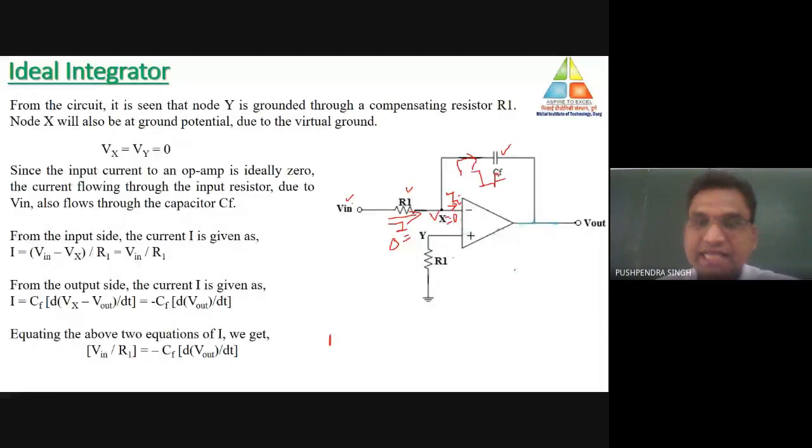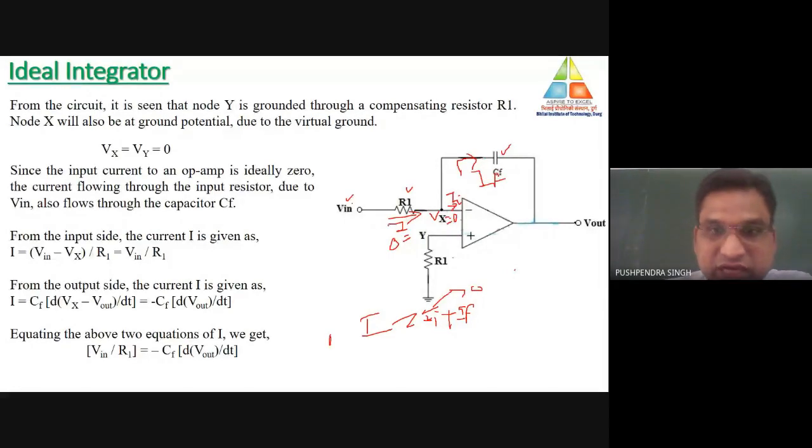So as per the KCL, when we apply the KCL at node X, I is equal to II plus IF. And as we know, the value of input resistance of the op amp is infinite. That's why II is equal to 0. When II is equal to 0, I is equal to IF. So whatever the current at the input terminal of the integrator circuit, the same current will flow at the feedback terminal. So what is the value of this I?